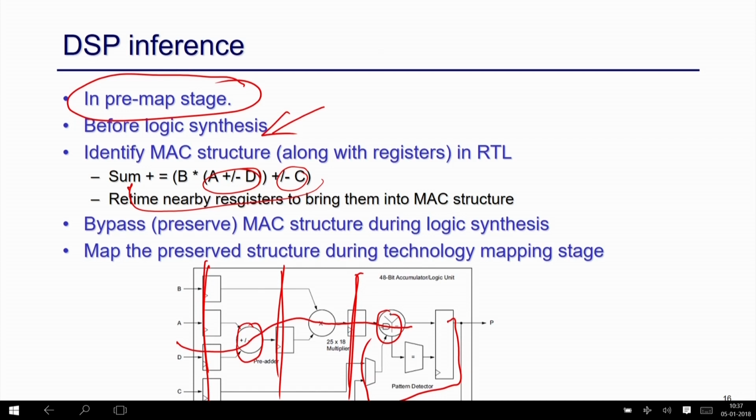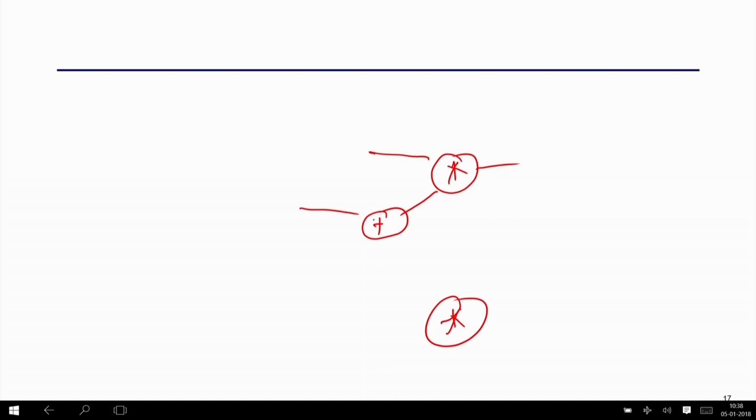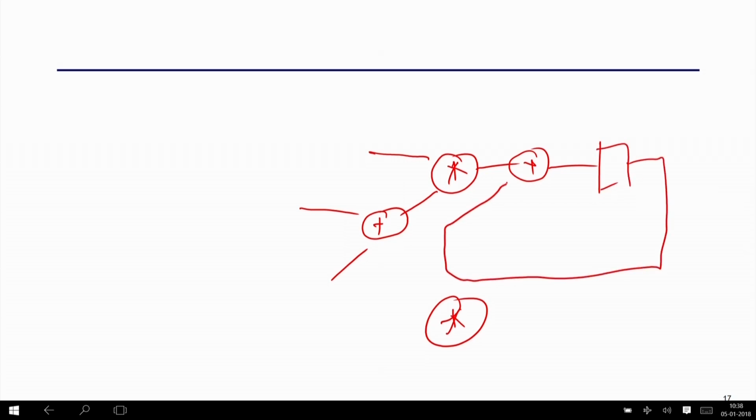And again, as I just mentioned, you try to find as large a MAC structure as possible. The way the algorithm works is that you identify all your multipliers in the RTL design. Then you can map that, but you try to expand that structure. Initially you find only a multiplier, then you try to find out whether there is any pre-adder or not. If you find a pre-adder, then your structure will be like this. Then you try to find out whether there is any post-adder or not, and then whether there are multiply-and-accumulate options or not.